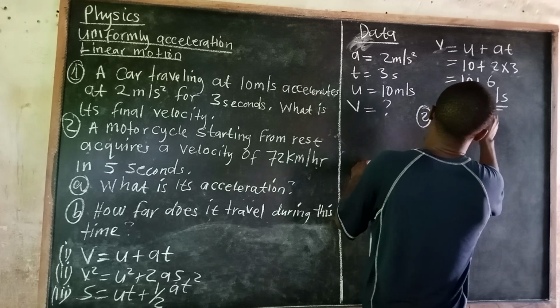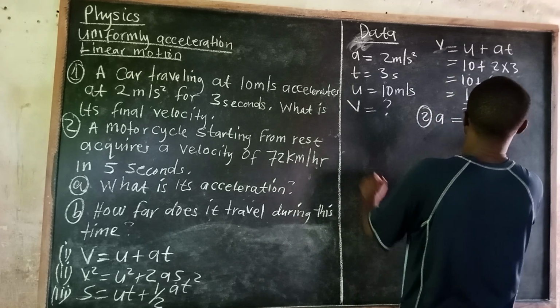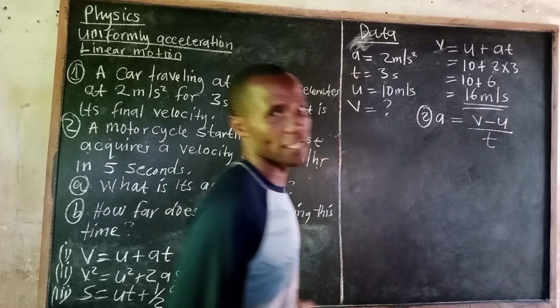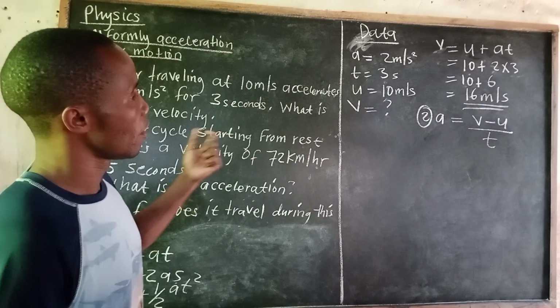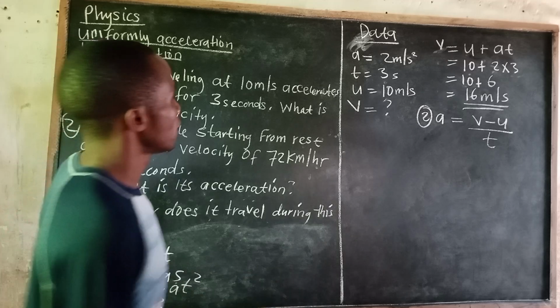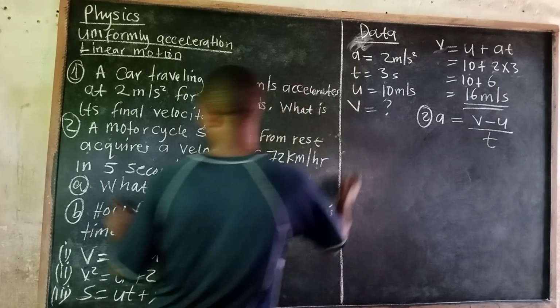Acceleration is equal to final velocity minus initial velocity over time taken, because acceleration is the rate of change of velocity with time. So now we can correct the data for this statement.